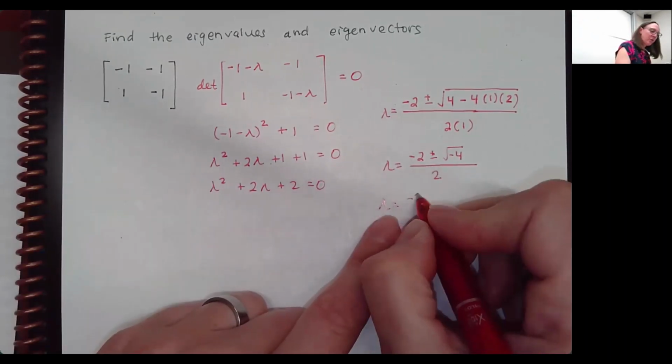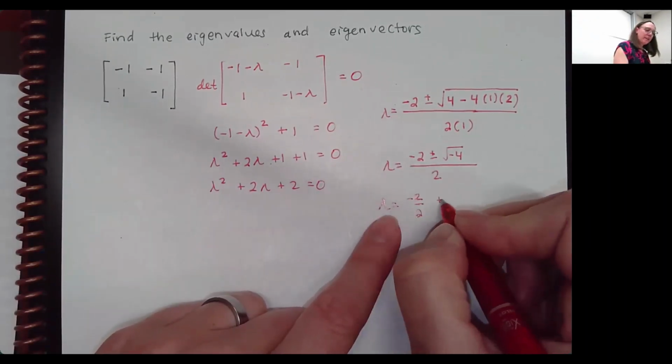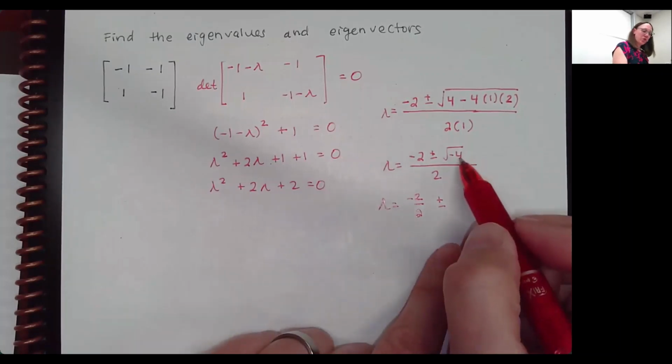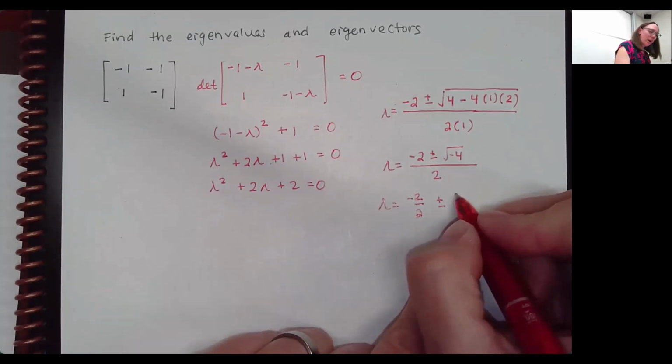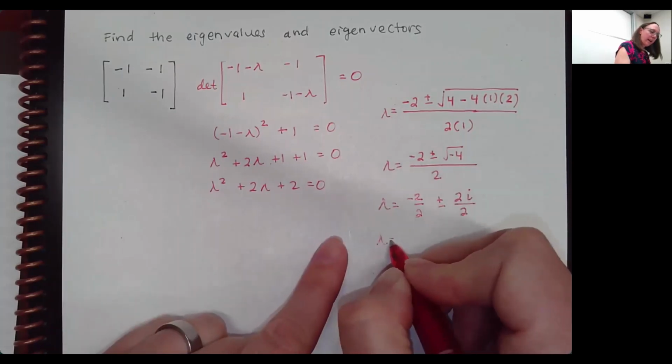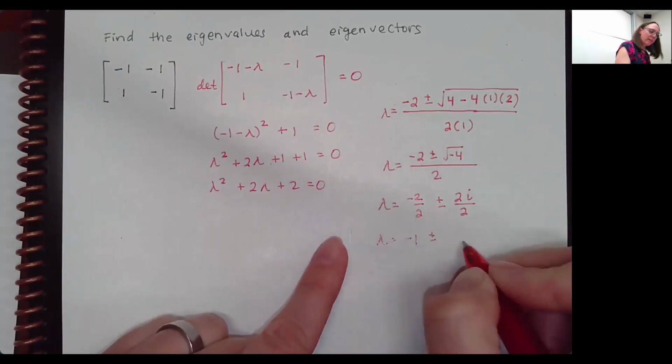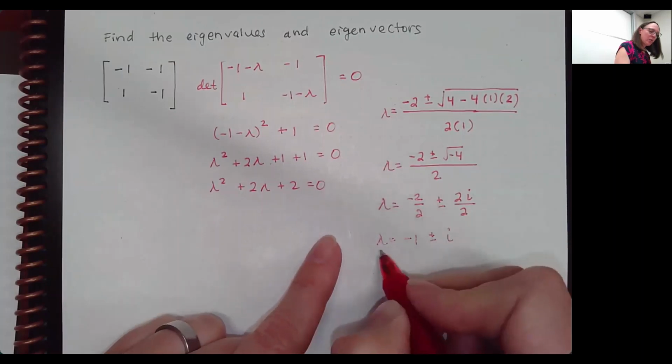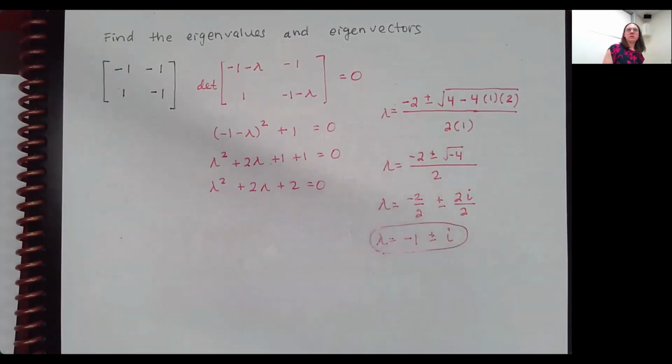So I've got -2 over 2 plus or minus, since the square root of 4 is 2, that's going to be 2i over 2. Or I get -1 plus or minus i. So those are my eigenvalues. Did you get the same thing? Cool. Okay, so let's go ahead and find the eigenvectors.